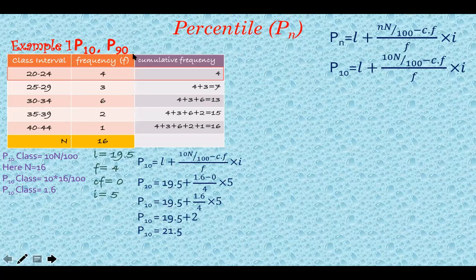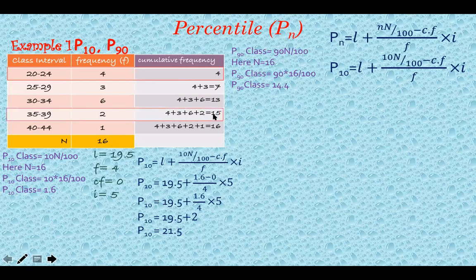How to find the P90 is the same as this. Here it was P10, here it will be P90. How will we find it? 90 multiplied by n divided by 100. Here n is 16, and 90 multiplied by 16 divided by 100 is 14.4. Where will the cumulative frequency 14.4 lie? It is 13. No, it will not lie in 13. The 14.4 will not be here. Here it will be. So this class interval is our 90th percentile class interval.